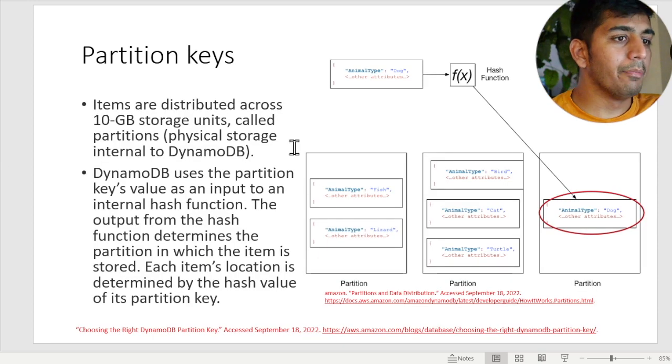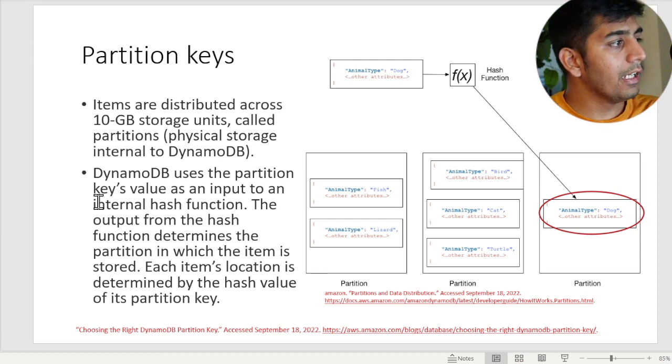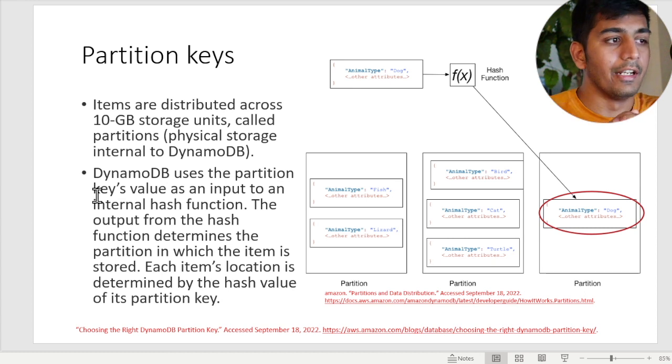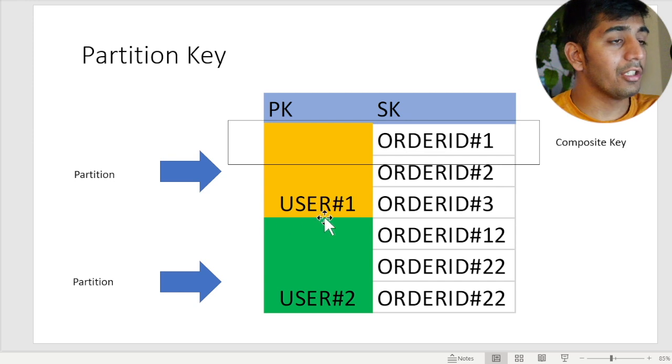This diagram is a bit important to understand the internals of Dynamo. Items are distributed across 10 GB storage units called partitions. DynamoDB uses the partition key value as an input to an internal hash function. So what that means is basically, internally when you insert data into Dynamo, it goes inside a hash function and Dynamo determines in which partition it should insert the data. It's an internal hash function that DynamoDB does behind the scenes for you. So here, as you can see, user ID 1 order.